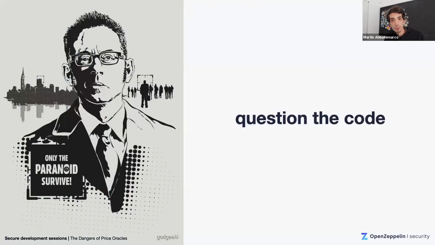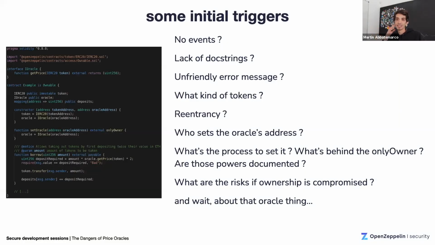So as always, we question the code, right? We look at code, we try to be parallel enough, so we are able to come up with a huge list of questions. Initial ones, not entirely related with oracles, but very basic stuff like there are no events, lack of docstrings in some functions, the error message might be unfriendly, so you might try to come up with a better one. If you have joined or watched the session about tokens, well, there is a token integration in there, so we should be thinking about what kind of tokens would work with this contract or not. There might be a reentrancy in there, perhaps something to dig deeper into.